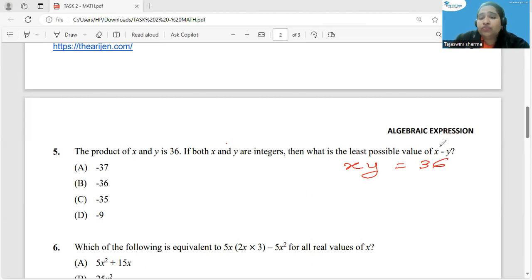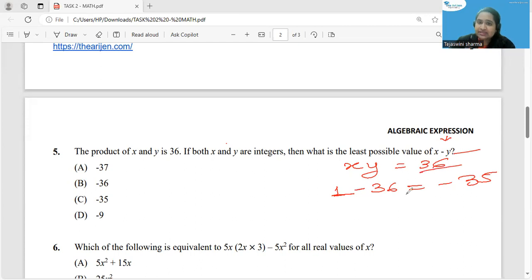Okay, then you have to find the least possible value of x minus y, the difference of x and y. To minimize this value, you have to find the largest possible difference between x and y. So if you consider x as, suppose, the smallest value, which is 1, and when you subtract y, the greatest value, which is 36, you will get minus 35. Correct, because 36 and 1 both are factors of this number 36, and when you find their largest difference, this value will get minimized. So minus 35 is the smallest value, and the appropriate option is option C.